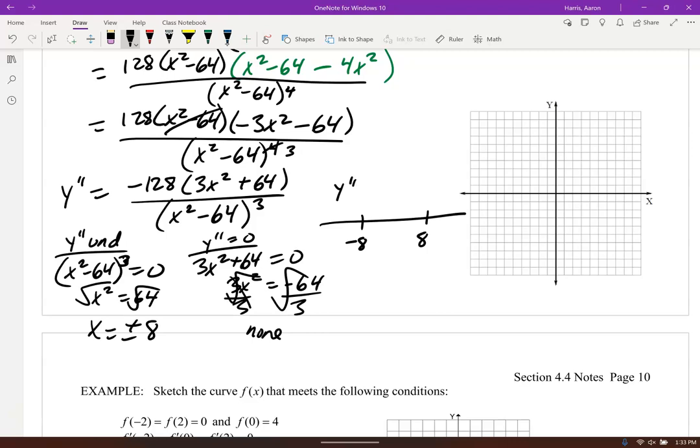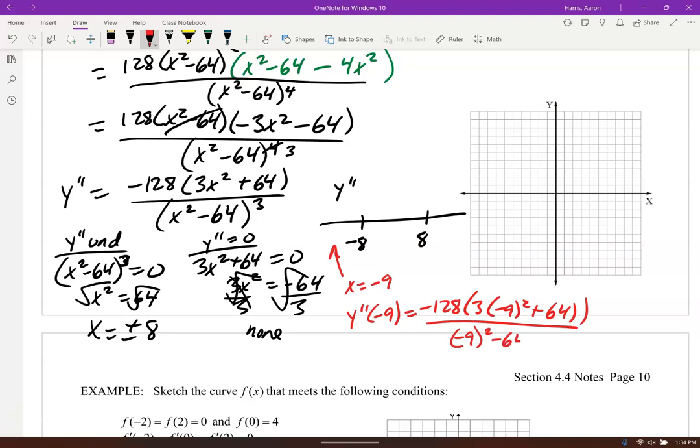Again, recognize 8 and negative 8 were not defined in the original function, but I still want to look around them. So yeah, I know they're not official Hilbert numbers, but I'm going to look around them. So let's go ahead and test negative 9 into y double prime. So y double prime on negative 9, I got 3 times negative 9 squared plus 64 over negative 9 squared minus 64 to the third.